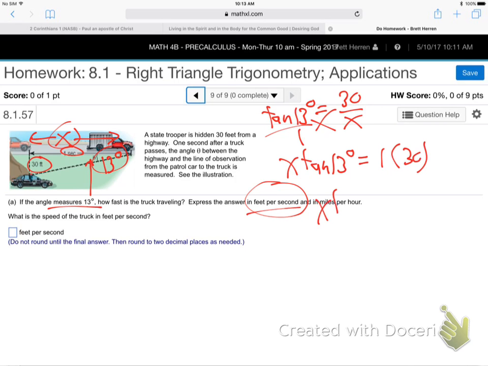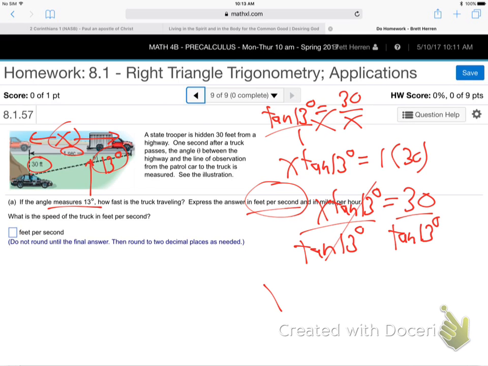And so x tan 13 is 30. Divide by tan 13, and so that'll be x. And that will be the feet per second because he does that many feet in 1 second, right? So that will be his speed in feet per second, whatever that comes out to be.